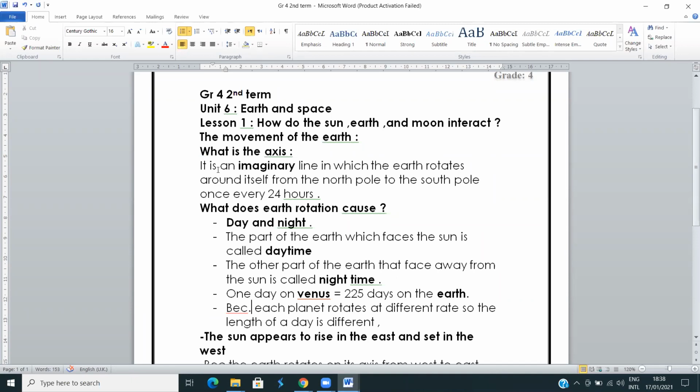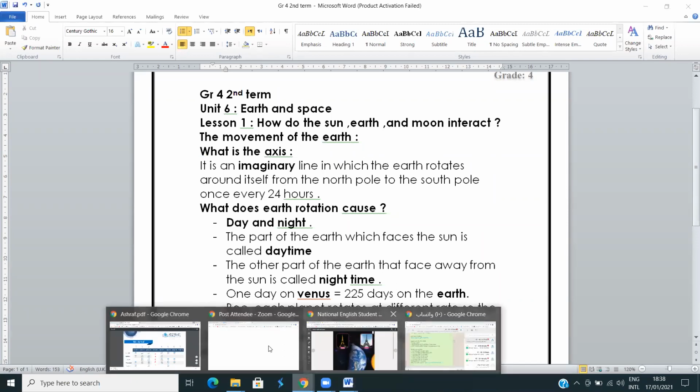What is the axis? It is an imaginary line in which the Earth rotates around itself, from the North Pole to the South Pole, once every 24 hours, as we see here in the image. That is the imaginary line here, do you see?